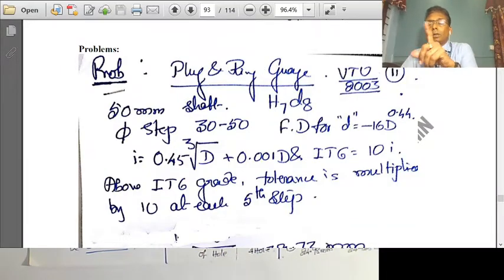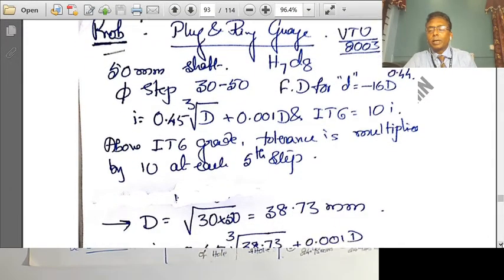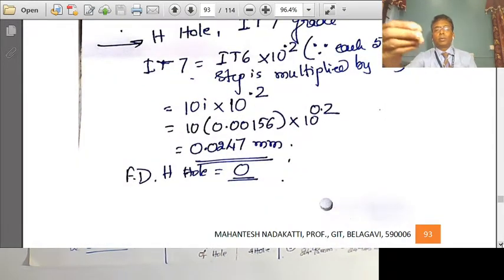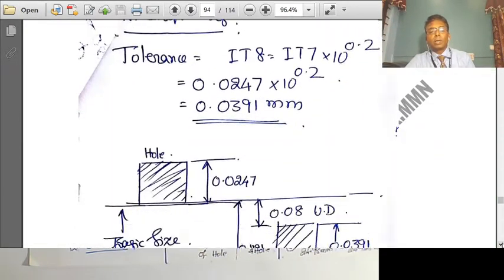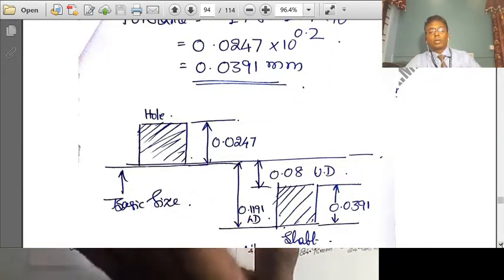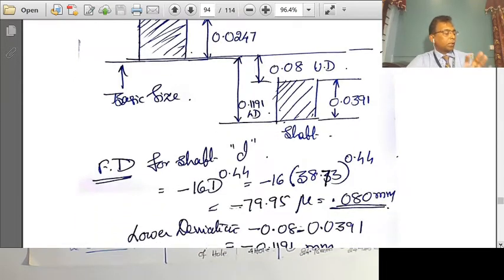Can you see? These are the notes that I have uploaded, and here, plug gauge and ring gauge. This is one of the problems that was solved for VTU 2003: H7, 50 H7 D8. You can try this. I have already solved it in a similar way. Please do it again at home and check if there could be any mistakes. You may identify them and let me know. I have solved it in a systematic way, but try to follow the methodology I have shown you in the video presentation. That looks better, step wise.